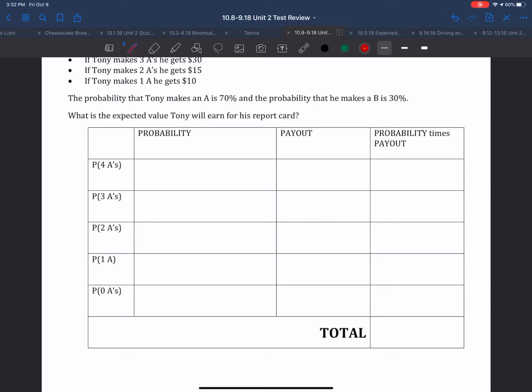So I'm just going to say 70% is the same thing as 0.7. 30% is 0.3. So all 4 A's, okay? So if he makes an A that's 70%, and another A that's 70%, and he's just going to have 4 of these. So this is an A, and this is an A, and this is an A, and this is an A. That is the same thing as 0.2401. The payout was $40, and so our probability times payout is 0.2401 times 40, which is equal to $9.60.